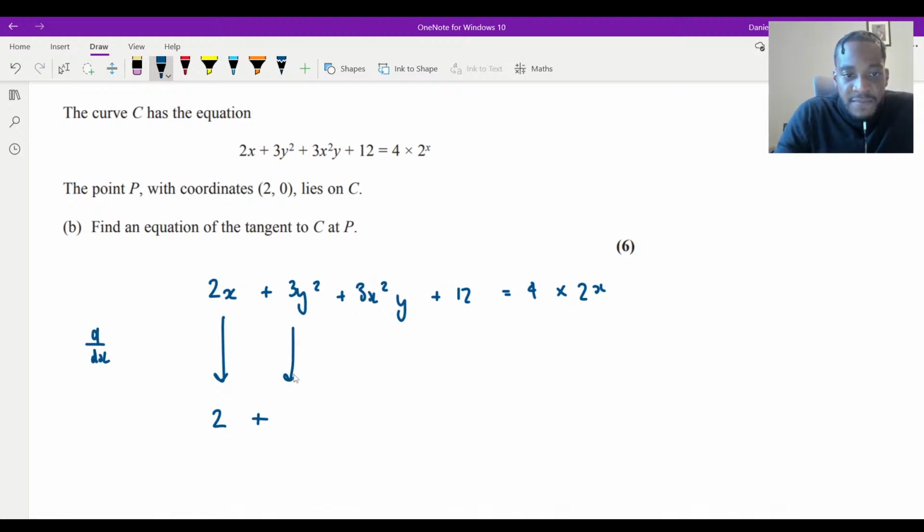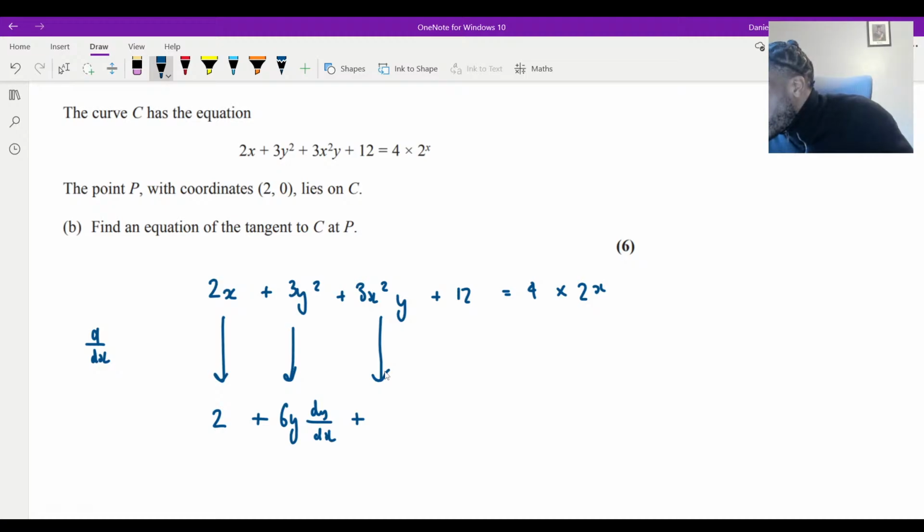So differentiating 2x with respect to x gives 2. I'm just going to write d/dx here, so we know we differentiate with respect to x. This one we need to do implicitly, because it's 3y². It's going to be 6y dy/dx, right? And then this one is a product of two different functions, so I need to use the product rule here.